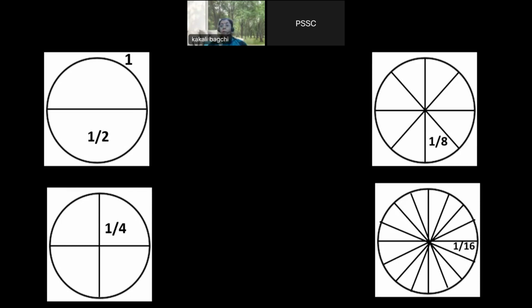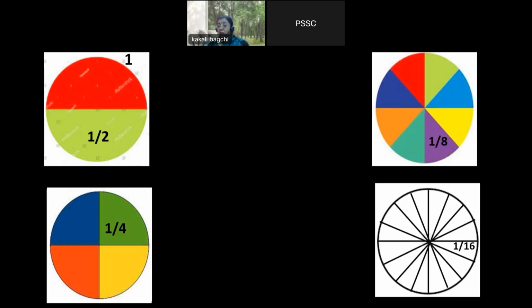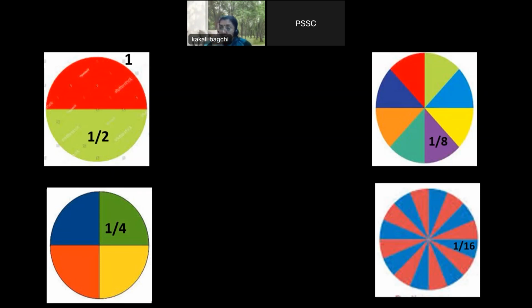Homework you give them, no mathematics homework. Color these portions with your favorite color. See how beautifully they are colored. When the child colors at home, the child will touch and feel: oh, this 1/4 was so big here, how did it become so small in 1/8, and even smaller in 1/16. The child will automatically understand that yes, 1/16 is smaller than 1/8, smaller than 1/4. It's not that you will have to teach.